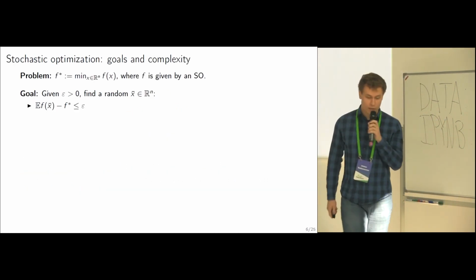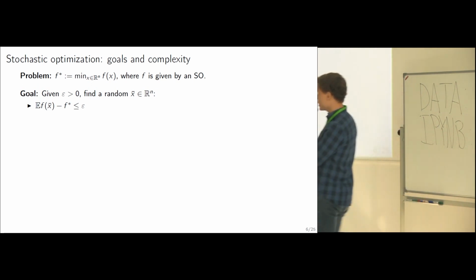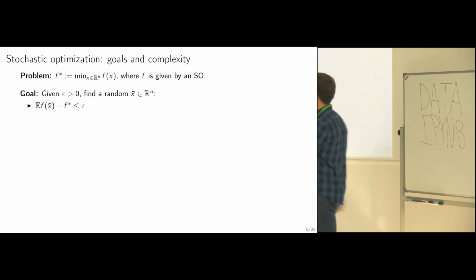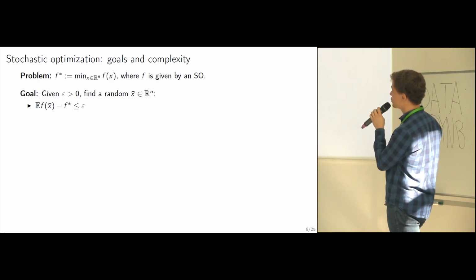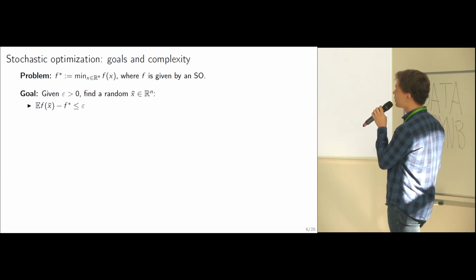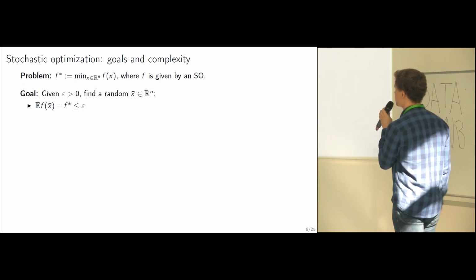Now, let us consider the goals of general stochastic optimization. Let us somehow formulate this problem mathematically. Again, we want to solve this problem. We want to minimize this function. And a precise way to formulate this problem is to say that we are given some accuracy epsilon that we wish to obtain, and we wish to find some approximate solution to our function, which is inside the epsilon distance from the true minimum that we wish to find.